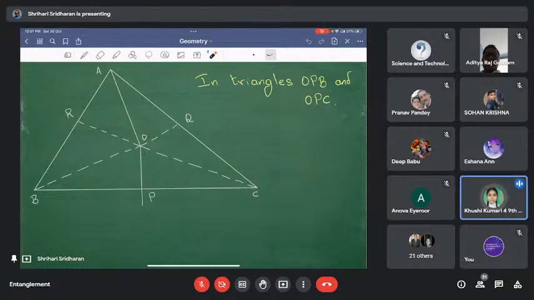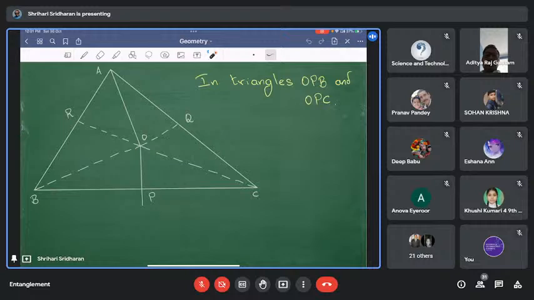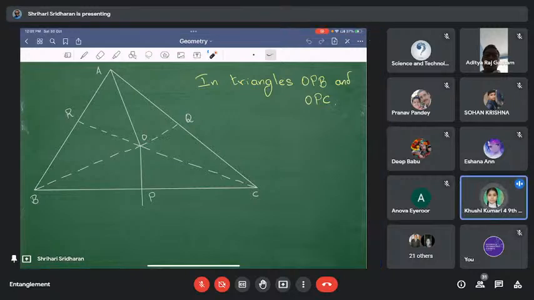Sir, SAS. SAS, wonderful. So what are the sides and what is the angle? Sir, OP and BP. OP is the common side, and BP and CP are bisectors, so both are equal. And angle OPB equal to angle OPC is equal to 90 degrees.